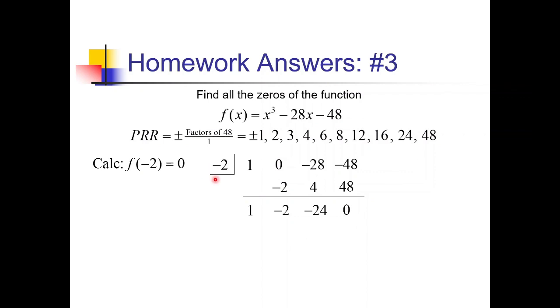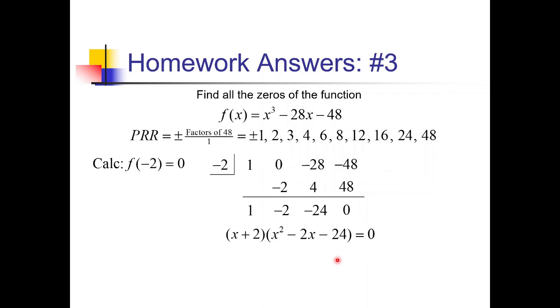So we have x minus negative 2 as one of our factors, and then the other factor is the quotient represented by these numbers here. So this is 1x to the second power, because we started with third power. This is minus 2x, and then minus 24. This looks very factorable. I at least have to try.